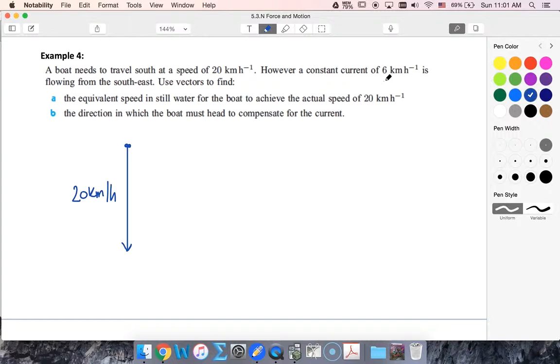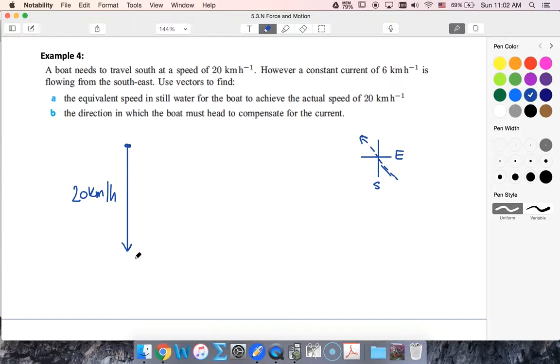We've got a constant current, 6 kilometers an hour, flowing from the southeast. So if we think about our directions, we've got south down here and east here. So if it's flowing from the southeast, it's flowing this way. That's not a very straight line. So flowing this direction from the southeast, starting from the southeast going that way. And that's going to be 6 kilometers an hour.